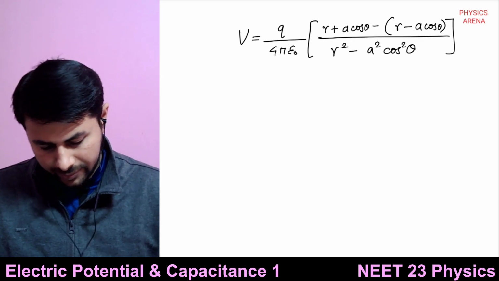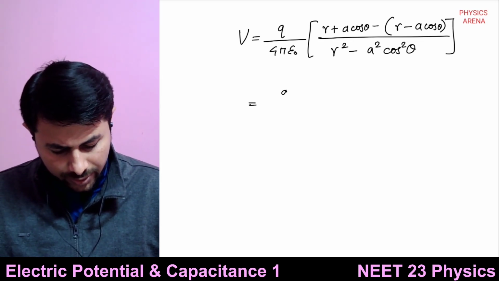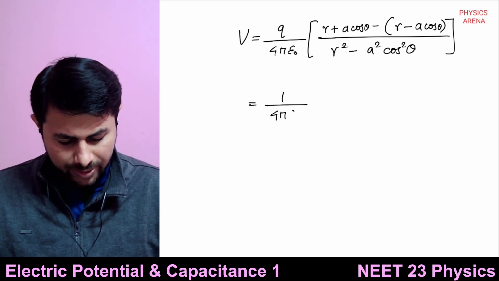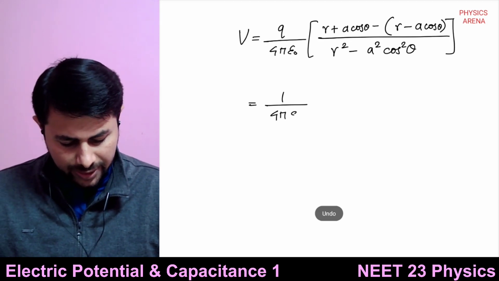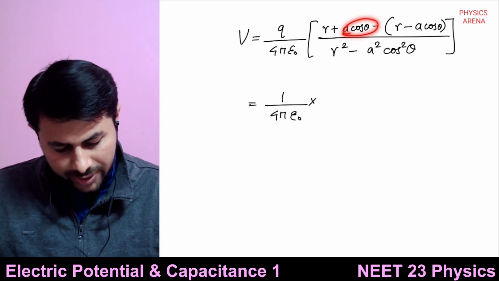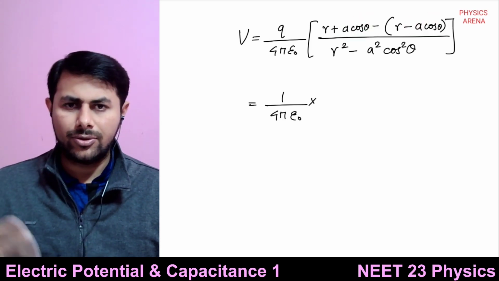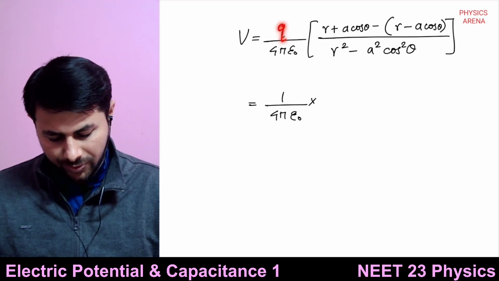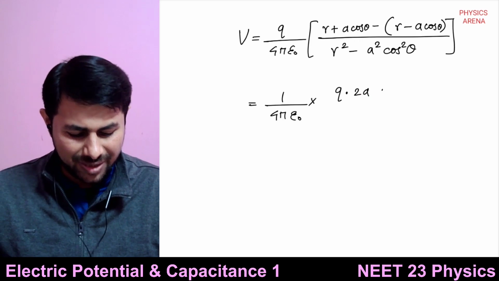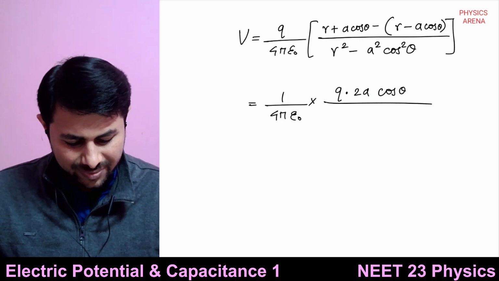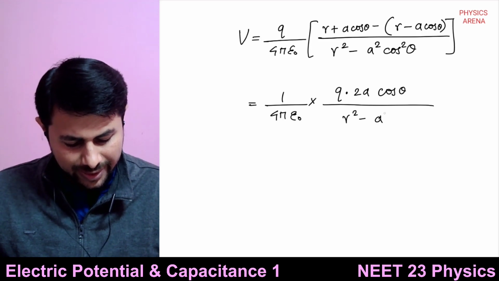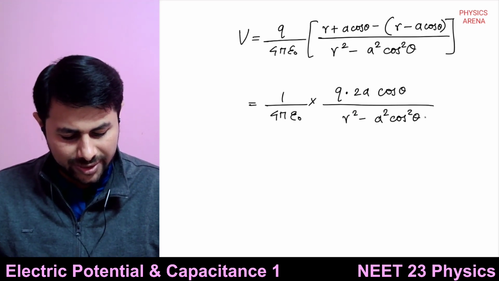Okay, so this is equal to q upon 4 pi epsilon naught. Or I will write 1 upon 4 pi epsilon naught, and I will take q inside now, multiplied by a cos theta plus a cos theta, 2a cos theta, multiplied by this q. So it is q into 2a multiplied by cos of theta, and in the denominator you have r square minus a square cos square theta.